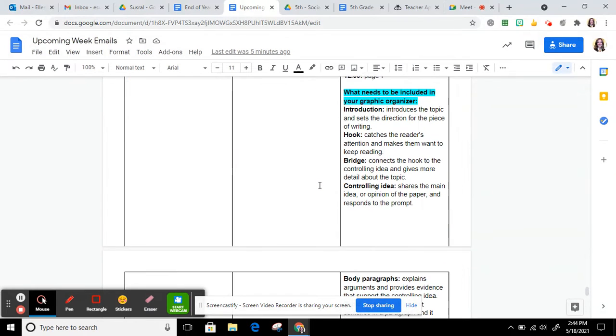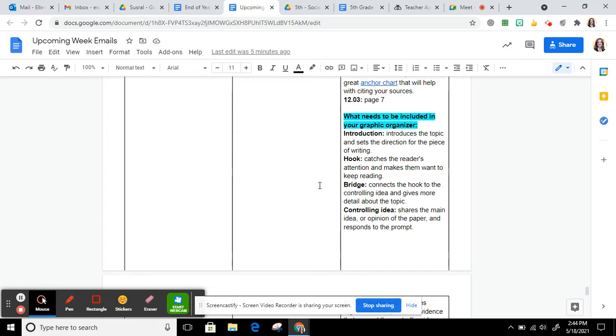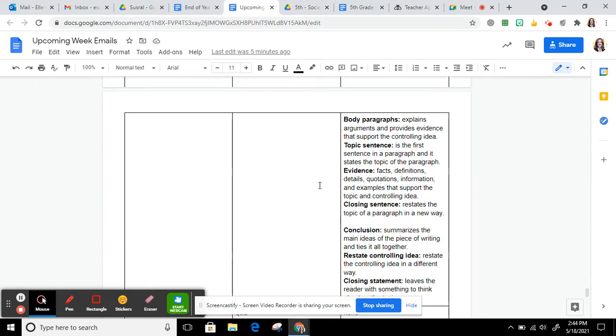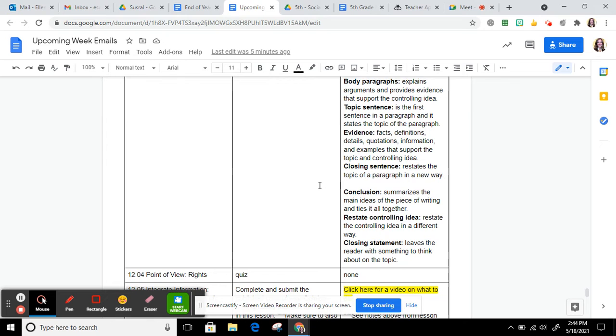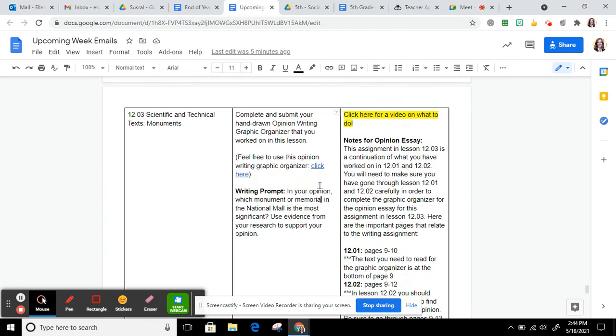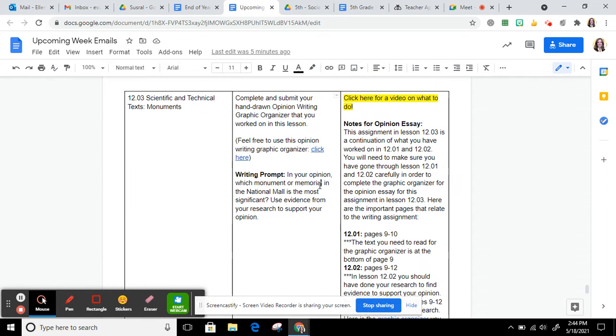And then I also just put in some notes here about what needs to be included in your graphic organizer. So you've got your intro, you've got your hook, your bridge, and your controlling idea with their definitions, the body paragraphs and what is included in each of the body paragraphs. You are going to need 3 body paragraphs, and then your conclusion piece. All right, so it's all laid out for you. I've got all the pages that you need in order to complete lesson 1203. And don't forget, you also need to make sure you do 1201 and 1202 before you get into 1203, okay?